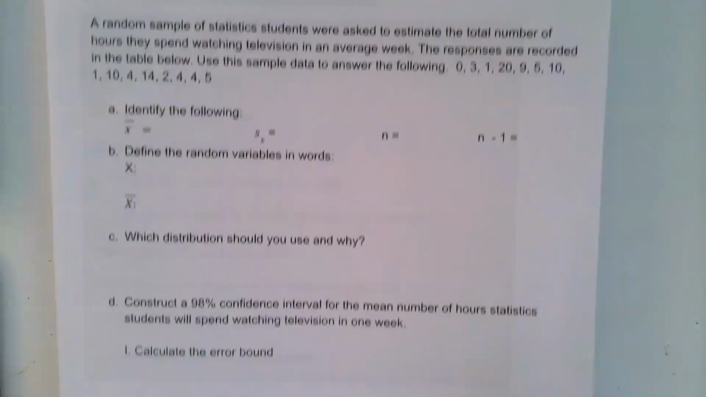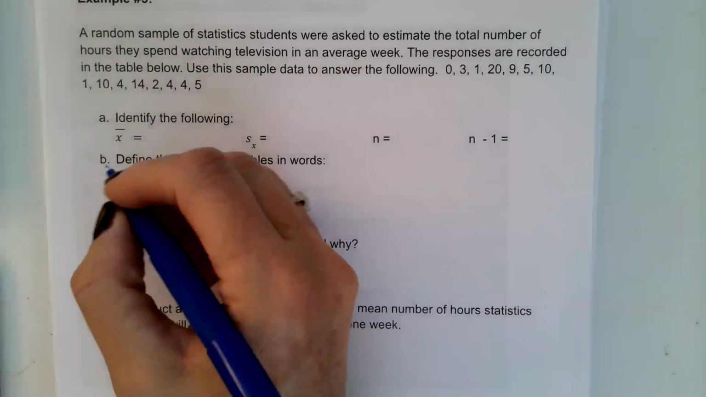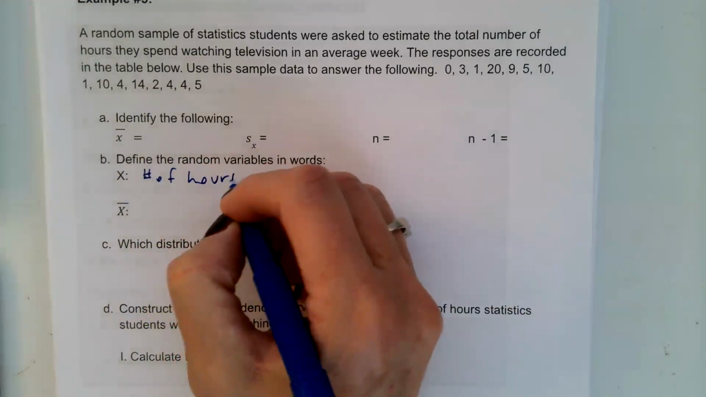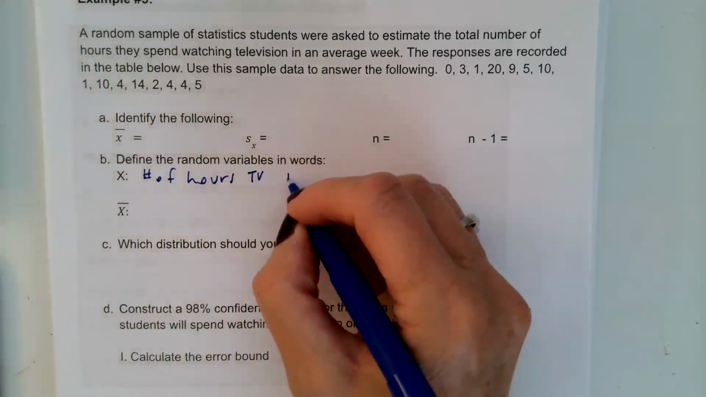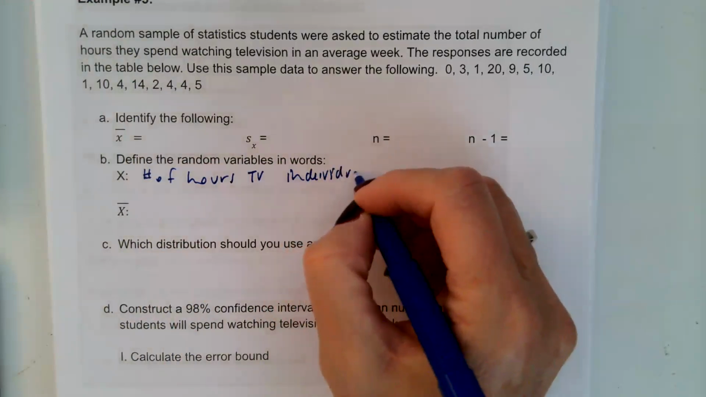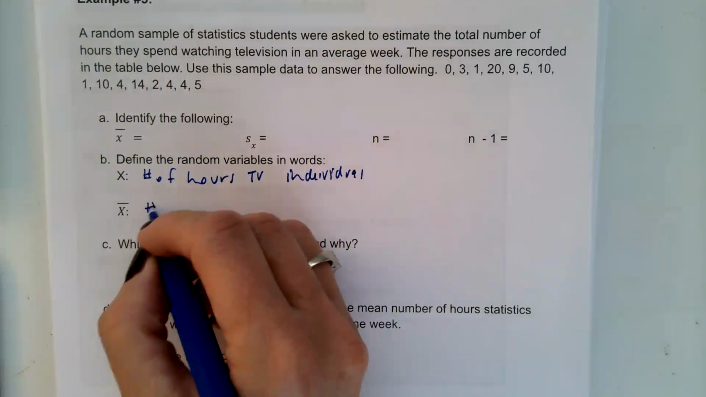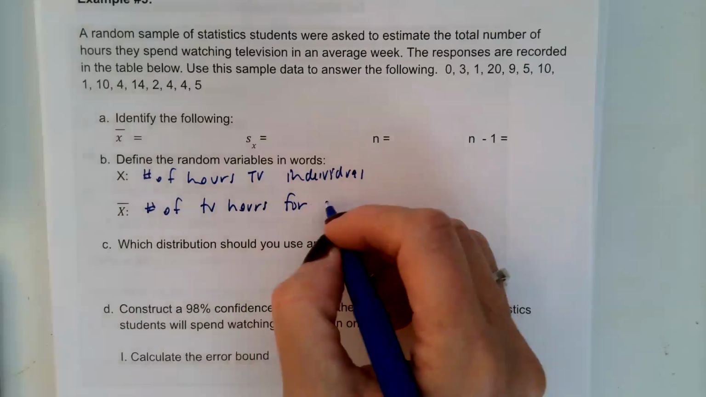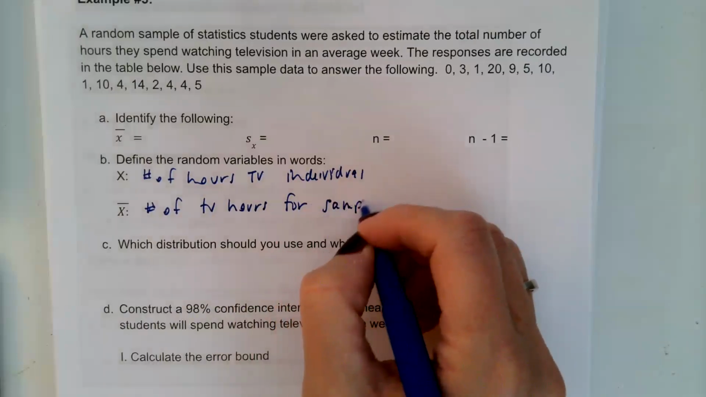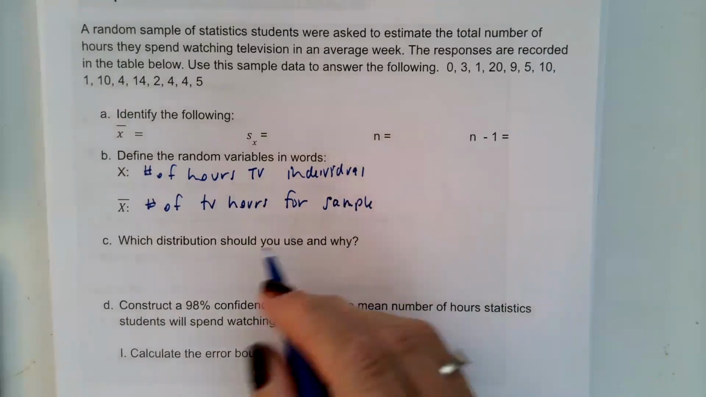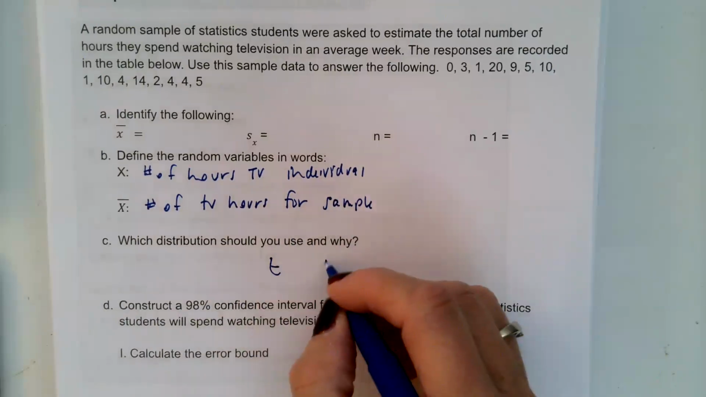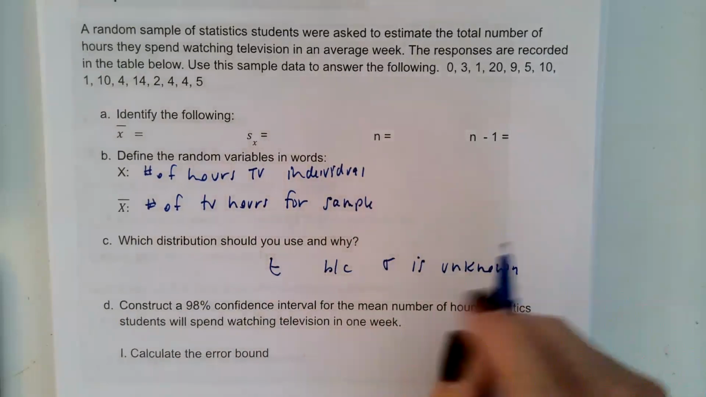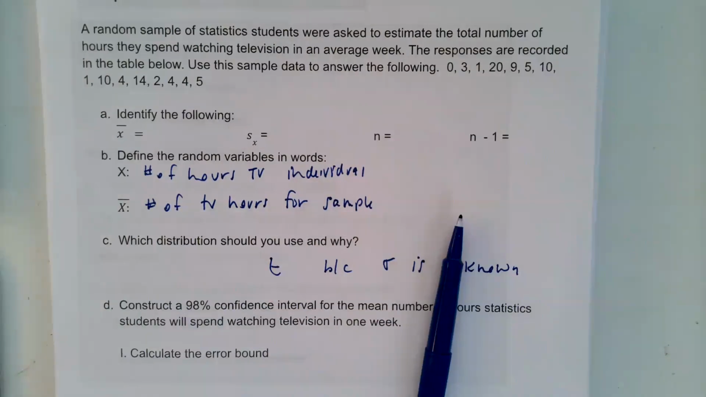And while you're putting those into Desmos, it says X is number of hours of TV, and that would be for an individual, and X bar is number of TV hours for the sample. And so which distribution we're going to use is going to be T, and that's because sigma is unknown. And we can go to Desmos.